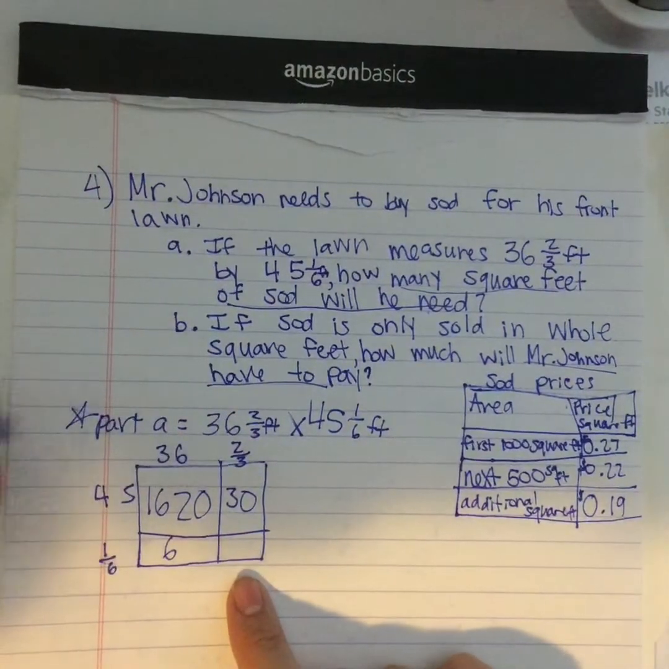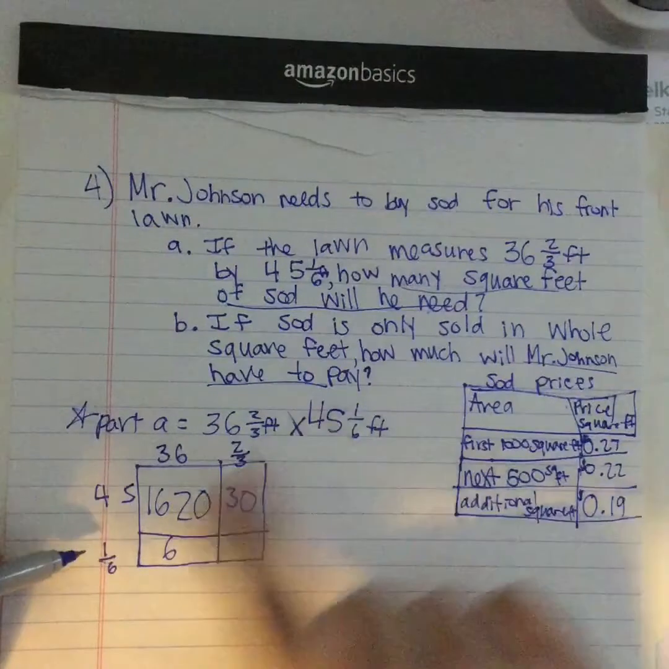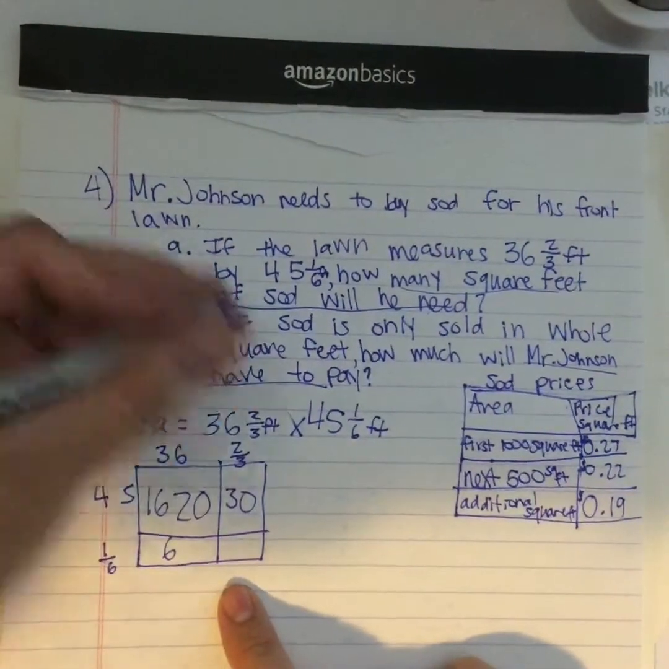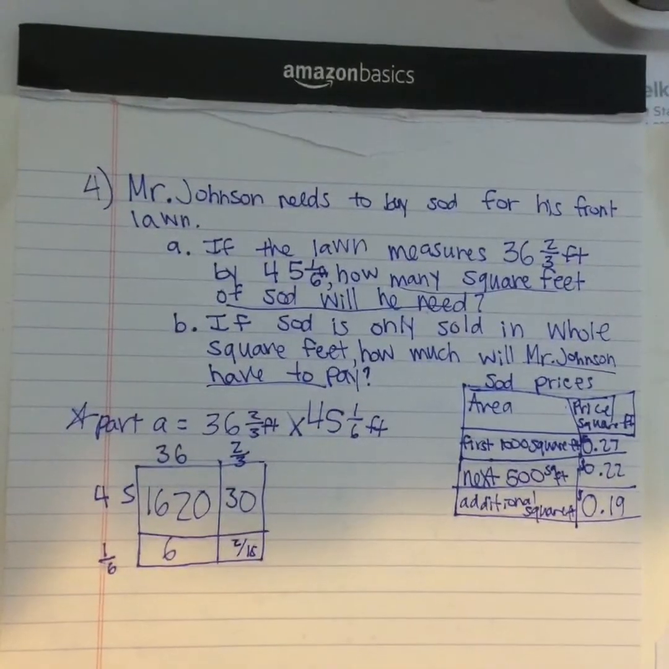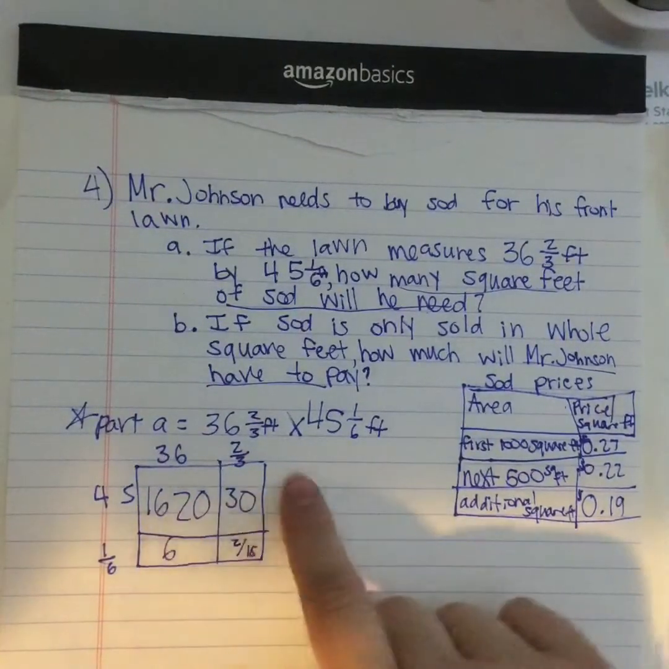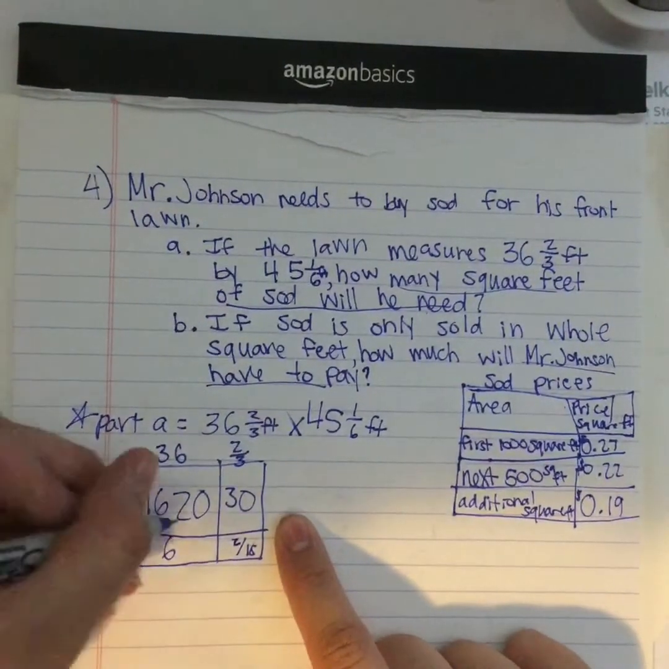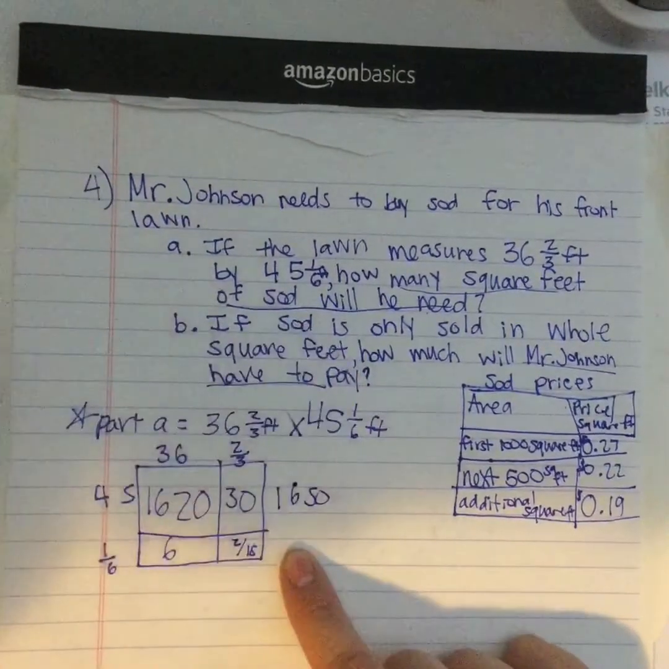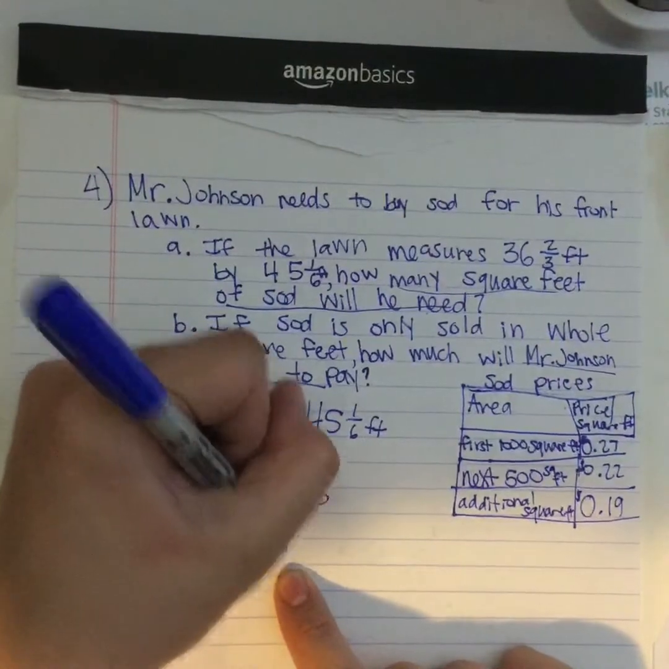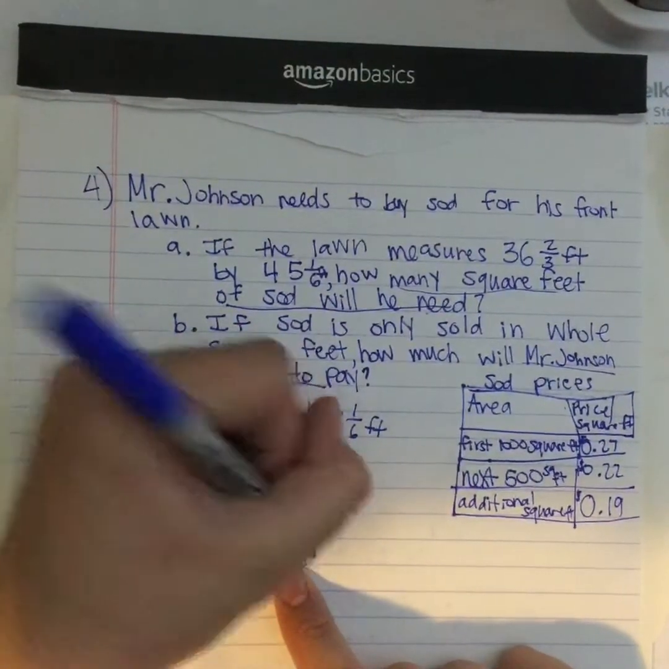1/6 of 2/3. For this one, we'll just multiply across the numerator and multiply across the denominator, and we'll get 2/18. Then we're going to go ahead and add those partial products up right next to it, and we'll have 1,650 plus 6 and 2/18.